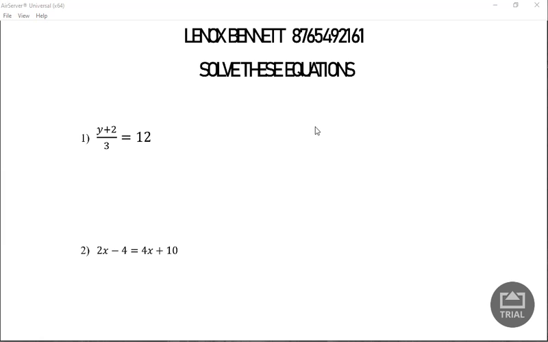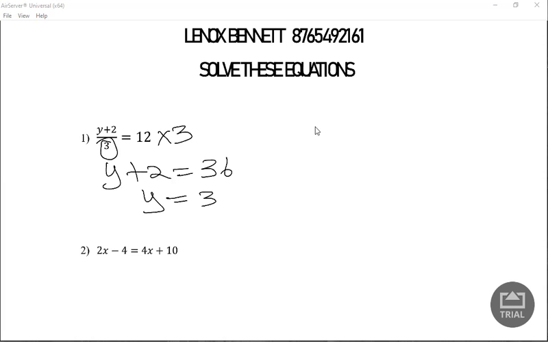So let us focus on getting rid of this 3 right here. And to do that, we're going to be multiplying both sides by 3. So it's going to be 12 times 3. So we are left with y plus 2 is equal to 12 times 3, which is 36. And then, of course, we are going to get rid of this plus 2 by subtracting 2 from both sides. So it will be 36 minus the 2. So therefore, y is equal to 34. So the value of y is equal to 34.